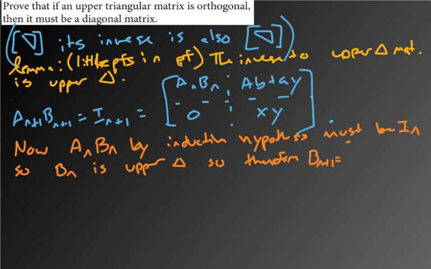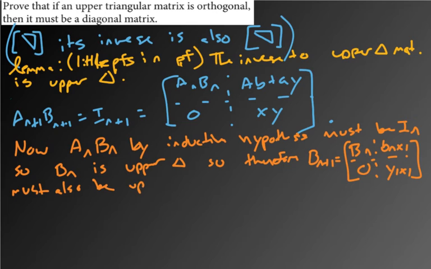Therefore, B_{n+1}, which is built out of an upper triangular B_n up there, and then we know it's 0 there, and then just a 1 by 1 entry here, and then this can be any n plus 1 by 1 vector, must also be upper triangular. Okay, and so that does it. That does the little proof inside of the bigger proof, which is just that the inverse of an upper triangular matrix is still upper triangular.